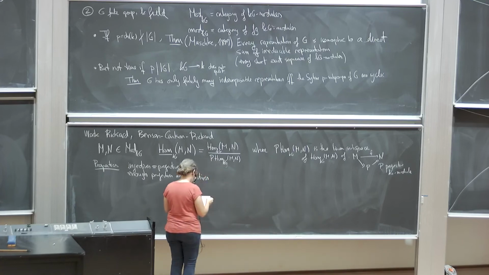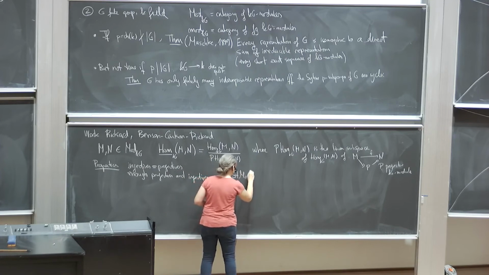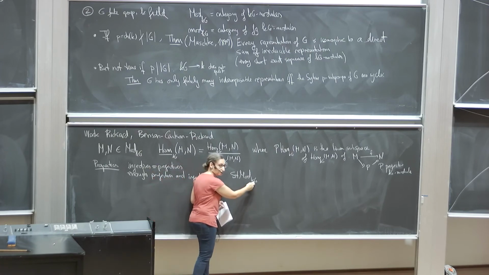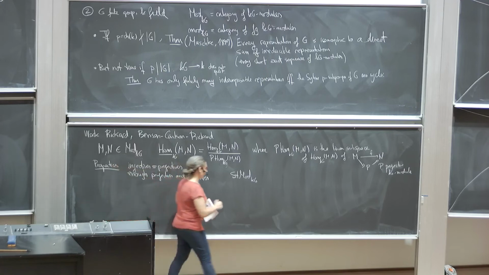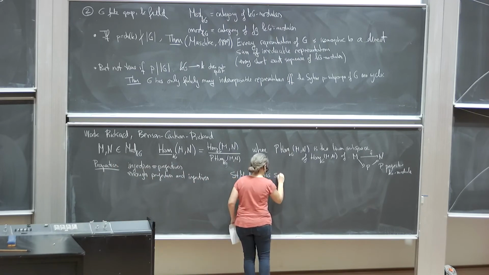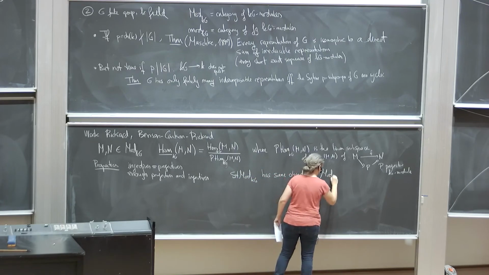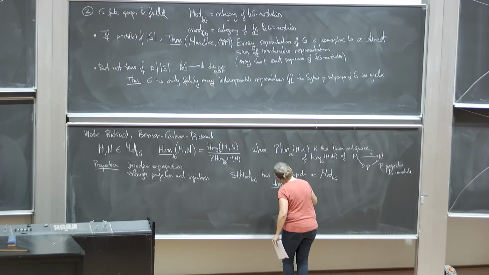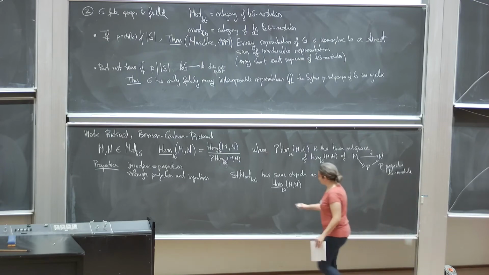And so the stable module category is the category in which the objects are kG modules, but the morphisms now are replaced by these new morphisms. It has the same objects as mod kG, and the morphisms now are this underbar Hom.